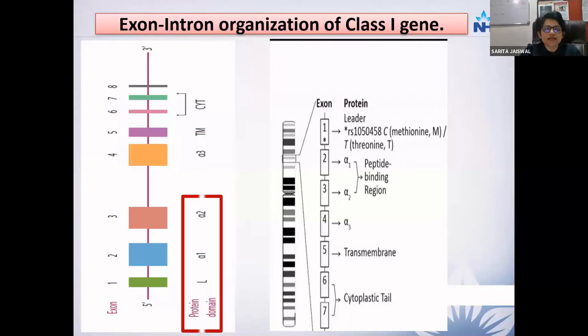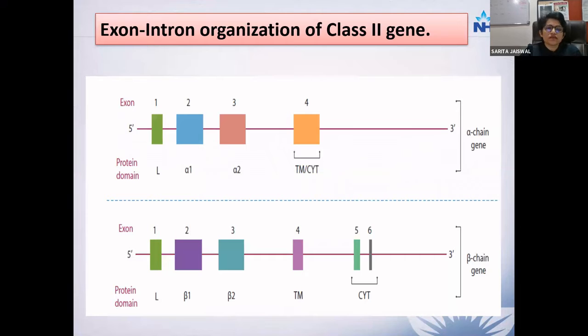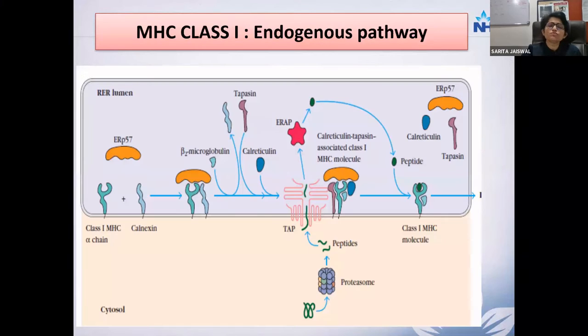So what we try to find out is the peptides binding between alpha 1 and alpha 2 in MHC class 1. Similarly, in MHC class 2, where there are alpha 1, alpha 2, and beta 1, beta 2, the antigen peptide binds in the groove of alpha 1 and beta 1. So we try to find these genes. This is the genetic part.